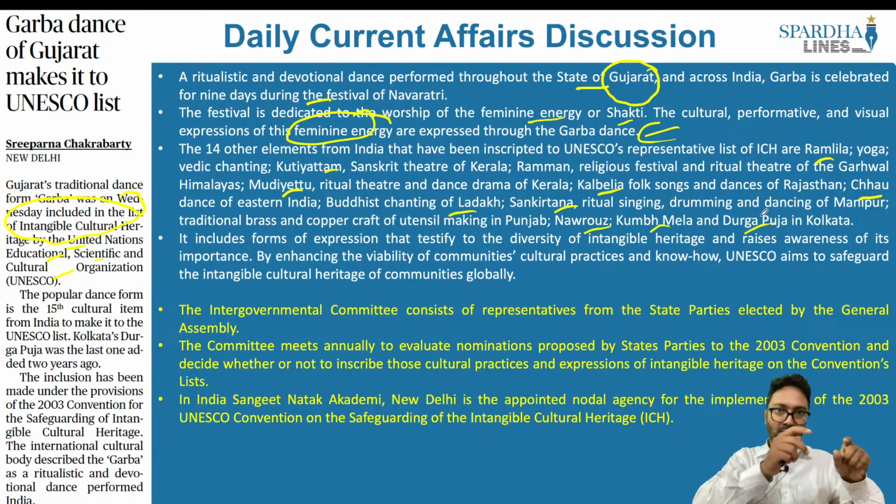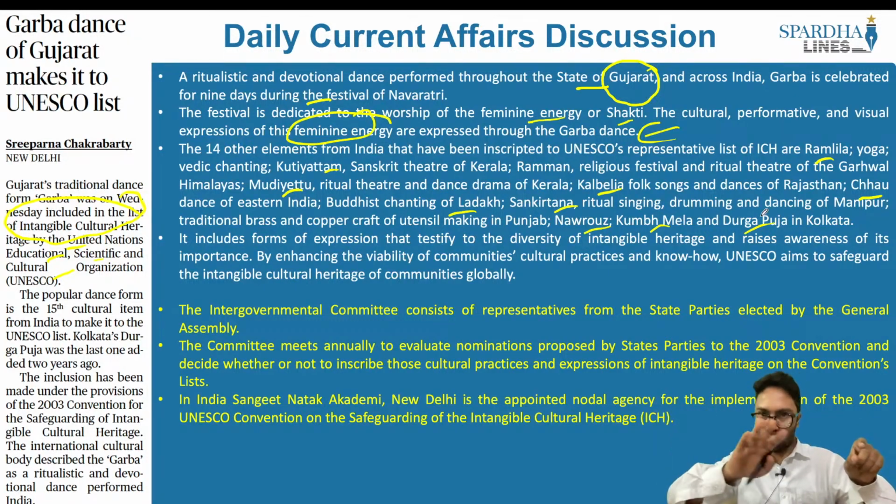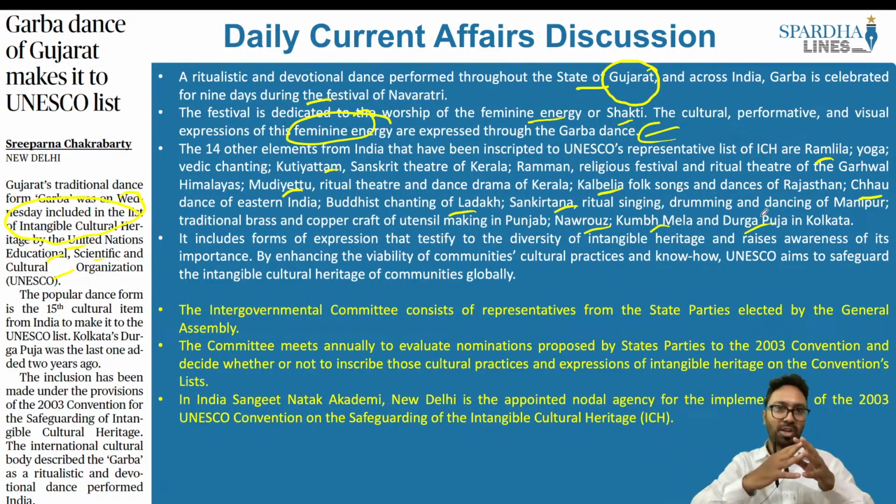They can ask you a match the following question where they will give you one of the dance formats, or they may give you one of the list which is present and in which state it is practiced. Or you will also have consider the following pairs, and they will also ask you a question which of them is matched incorrectly, or a question which among this is not part of the UNESCO's representative list of the ICH. So you have to remember all these 14 plus now the 15th one. Whenever it is added into that particular list, it means that there is conservation that is required.